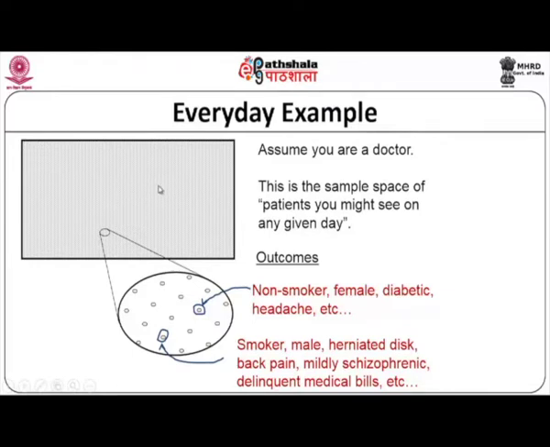Now, what may be an outcome from this sample space? Outcome, as I already mentioned, is going to be a subset or one entity from the sample space. So, I can choose a patient who may be a non-smoker, a female, diabetic and might have had a headache, or I can choose another outcome associated with a patient who is a smoker, his sex may be male, he may have back pain, be schizophrenic, and he may be associated with delinquent medical bills, etc. So, when I choose a patient, that patient becomes an outcome for the given sample space.